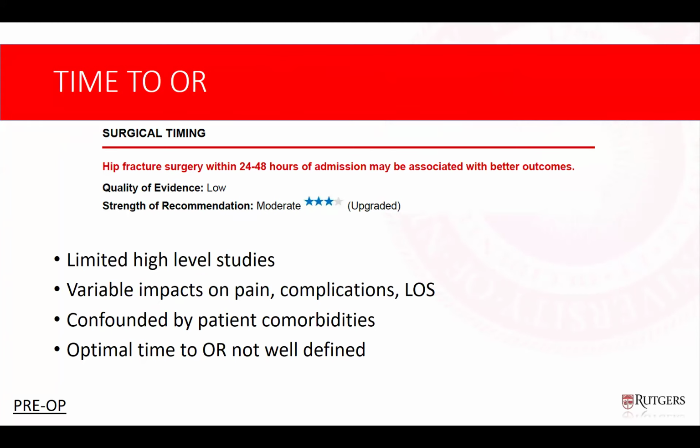Time to OR for hip fractures is always a hot button topic. The clinical practice guidelines give it a low quality of evidence, but a moderate strength of recommendation in that patients that go to the OR within 24 to 48 hours have better outcomes. And while there are somewhat low level studies, there's so many of them that show a positive impact on mortality rate that the recommendation is a strong one. It can be confounded by patient comorbidities. There is some heterogeneity in terms of what different studies use as early versus delayed time to the OR.